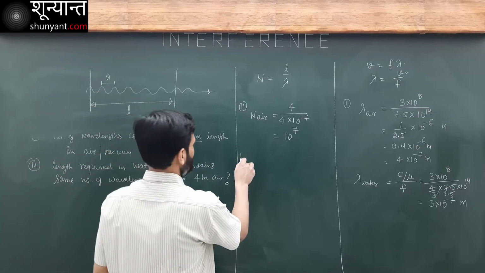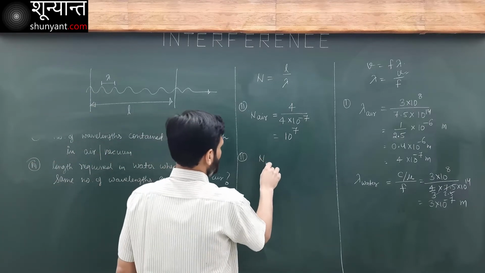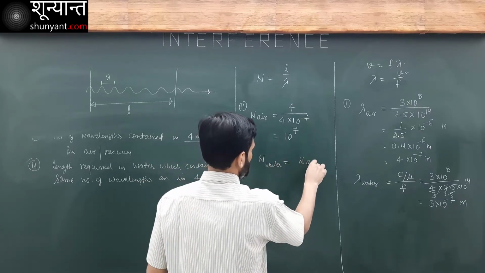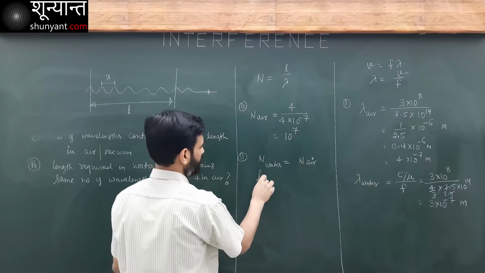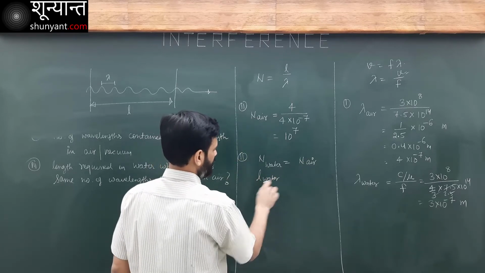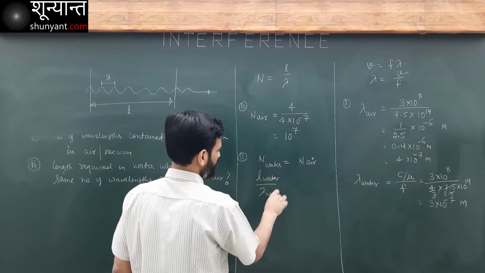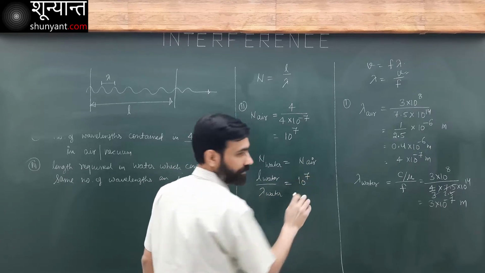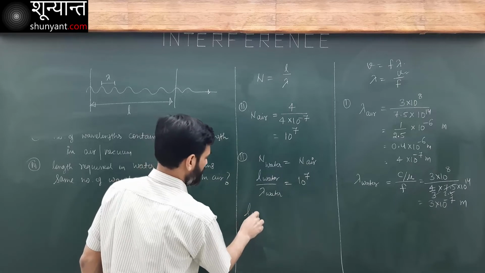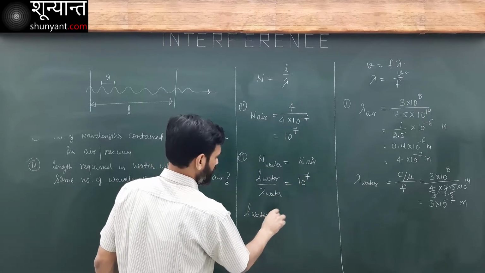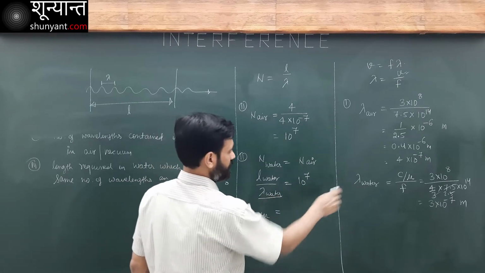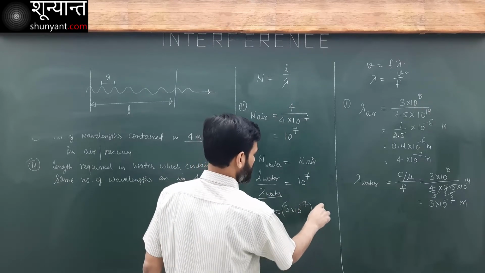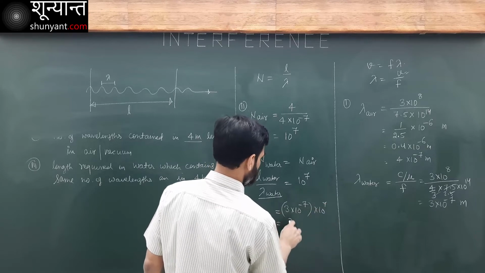Now second, N water is equal to N air. This will be length in water over lambda in water, which is equal to 10 power 7. So length in water is equal to lambda in water, which is 3 into 10 power minus 7, times 10 power 7. This becomes 3 meter.